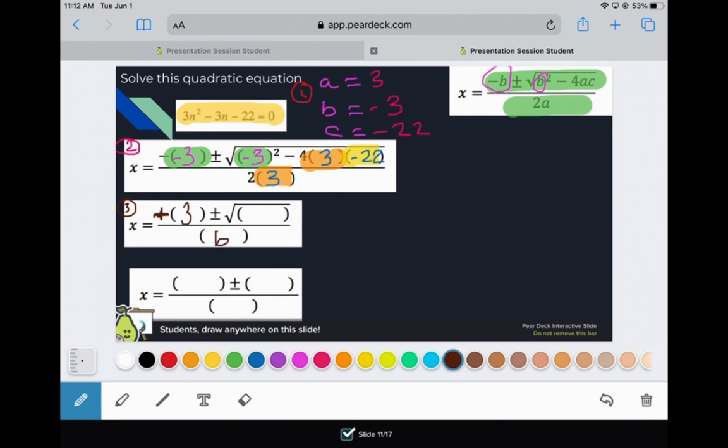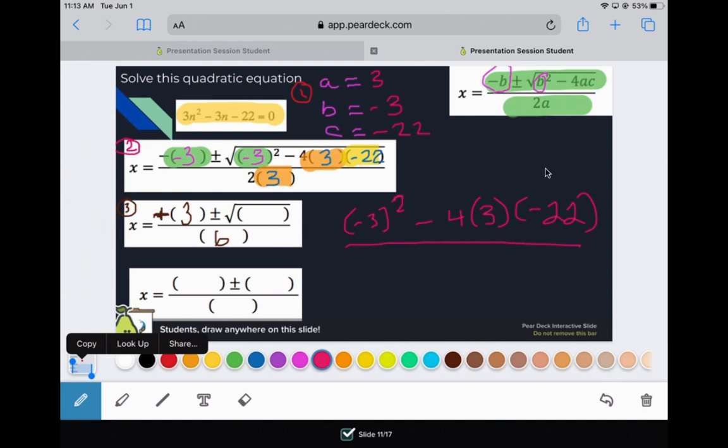Now, what I'm going to do is work inside the square root. This is negative 3 squared minus 4 times 3 times negative 22. I want to simplify this piece. You can either put it in your calculator or do it without a calculator, and that is fine. So I will type that in to figure out what that value is, under the square root. So let's see. Times 3 times 22. This would get me 273. So I got that number.